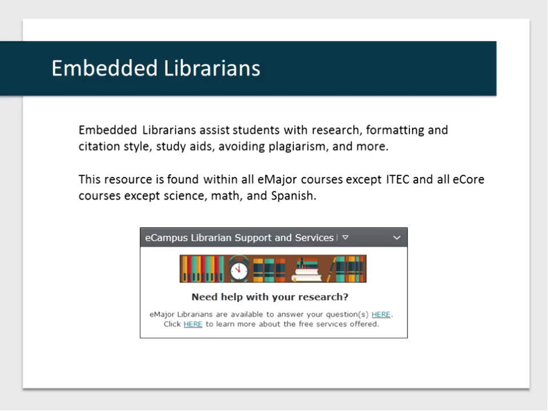Then we have the embedded librarians, and new this term, they are now in all eMajor courses except for the iTech classes and the financial technology courses, and they're available in all eCore courses except for science, math, and Spanish, mostly because science, math, and Spanish classes do not really have a lot of writing that they might need help with. But those librarians can help with citation, formatting, study aids, and even with helping students avoid plagiarism, any questions like that. And those are accessed through the course.